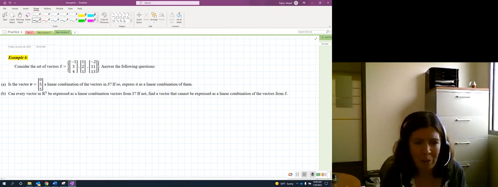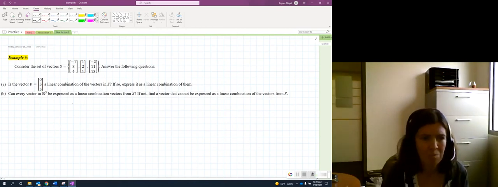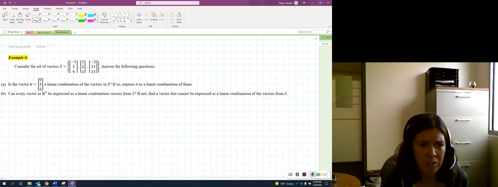All right, so I wanted to work through this example for you guys. We're asked to consider the set of vectors S here. And first, determine whether the vector 0, 5, 5 is a linear combination of those vectors in S.